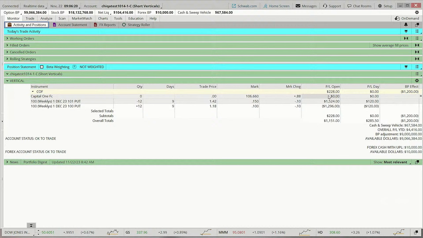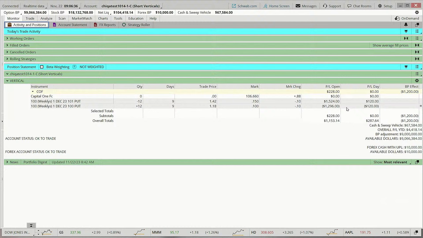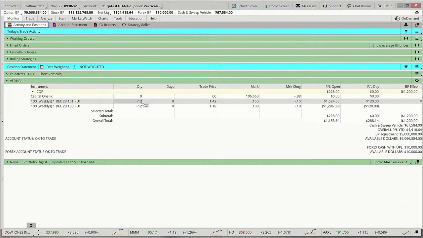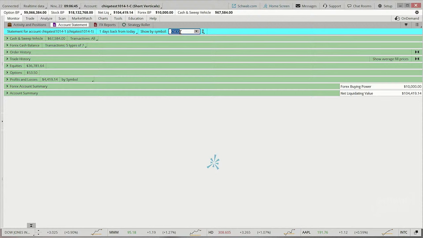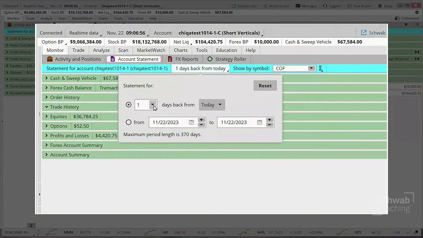What we might want to do on this one, we might want to look to see where we're at in relationship to our current profit level. This is a theoretical profit level of 228. How much of that 228 are we looking at in relationship to the theoretical max gain on this trade? You can see that we did 12 contracts right here. If I come up here and let's put in COF and take a peek. And I'm going to come over here to trade history for COF. And we're going to need to go back in time because we put this one on a while ago. I think 30 days will probably do it. There it is right there.